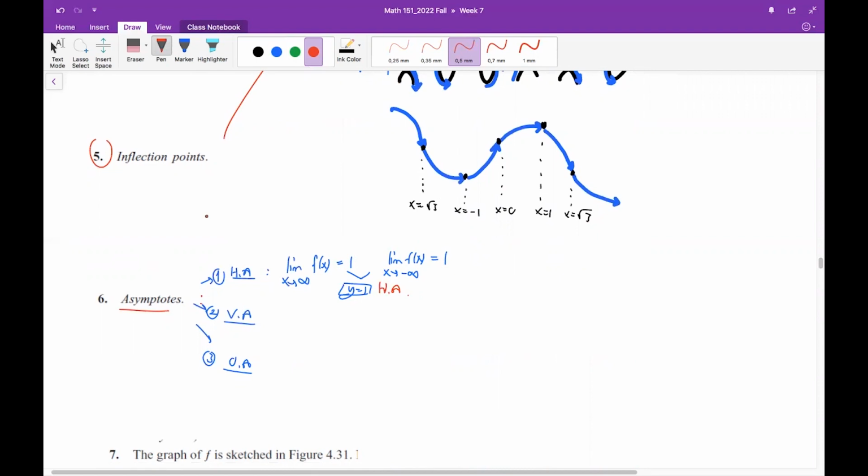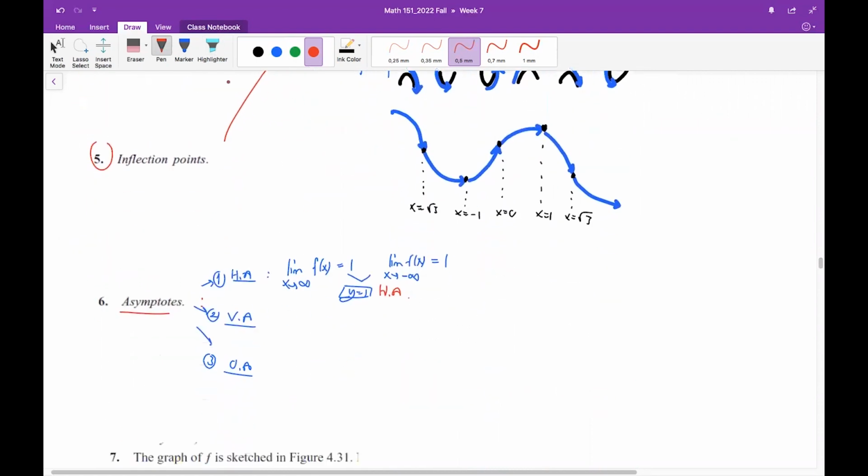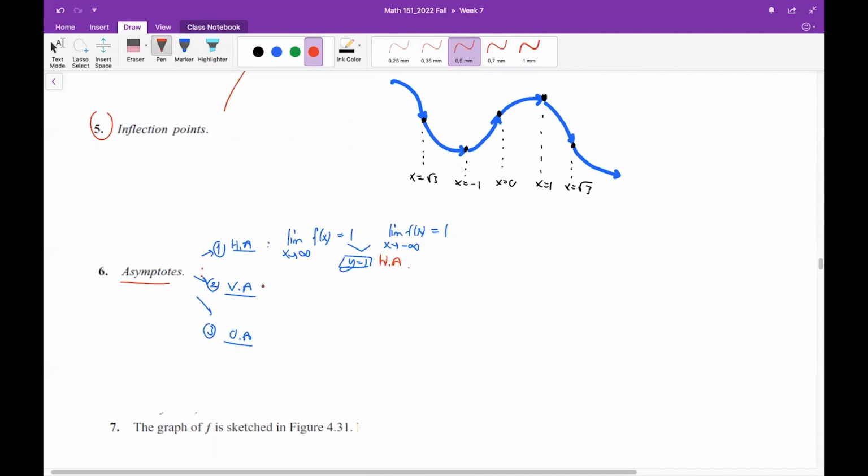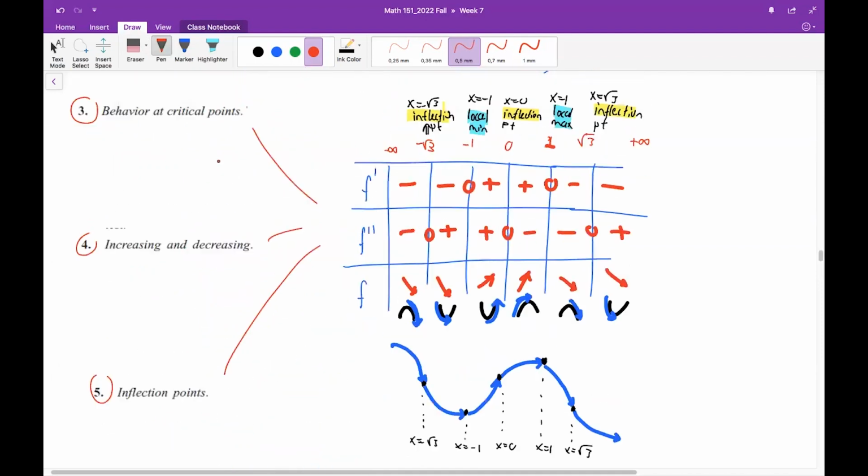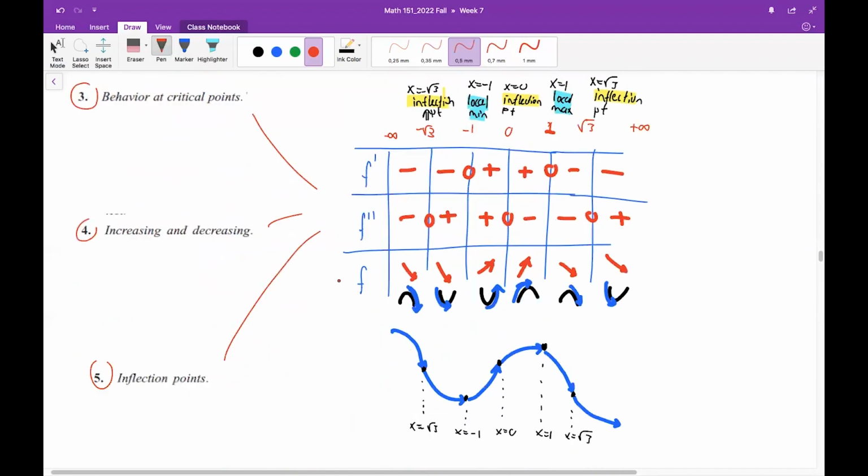Any vertical asymptotes? Okay, to detect vertical asymptotes, you search for the zeros of the denominator, right? Okay, what was the denominator here? 1 plus x squared.